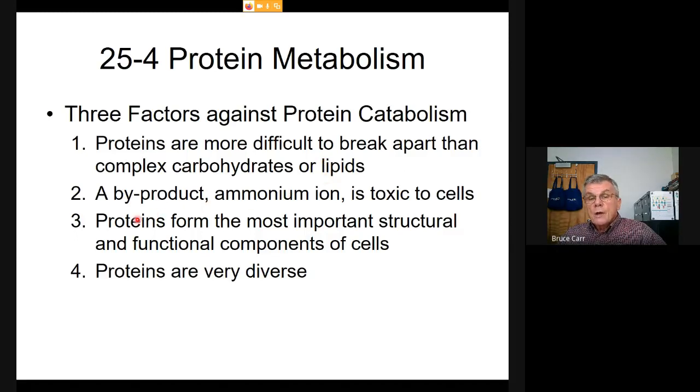Number 2, a byproduct, ammonium ion. This is ammonia in water, and it's deadly toxic to cells, whereas our cells tolerate pH 5, pH 4, pH 3 pretty well. Our cells do not tolerate pH 8 or above. Our strict antimicrobial killers are high pH. So ammonia, sodium hydroxide, strong bases.